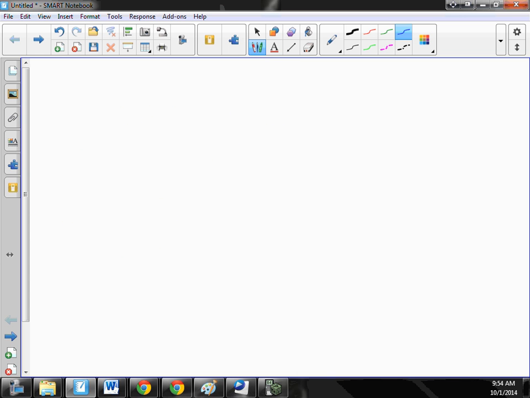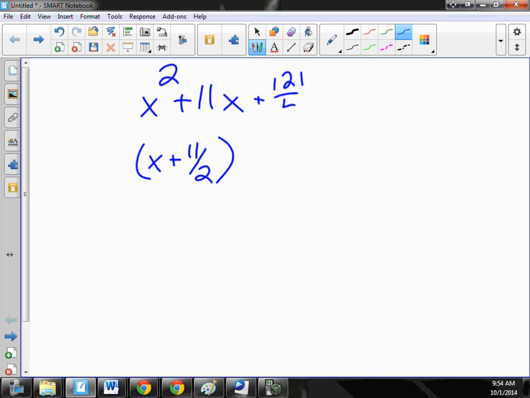Okay? What about x squared plus 11x? What would my factor be? x plus 11 over 2. So what would my constant be that completes the square? Plus 121 over 4.